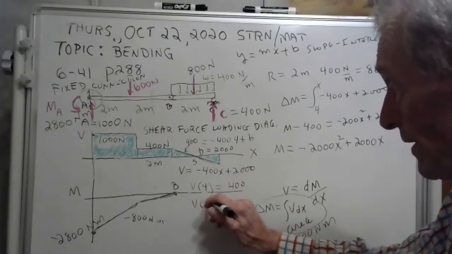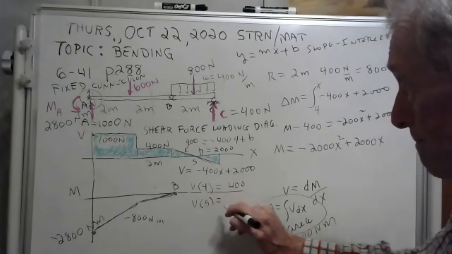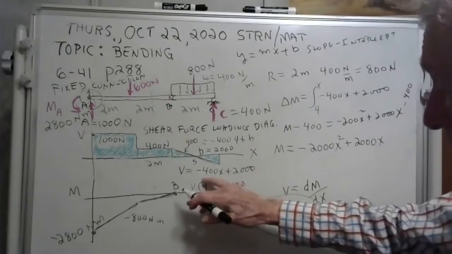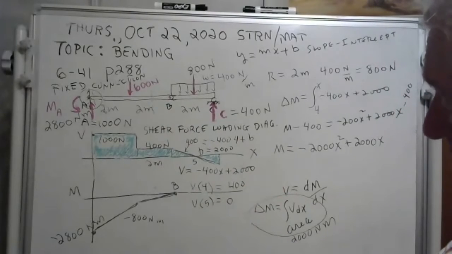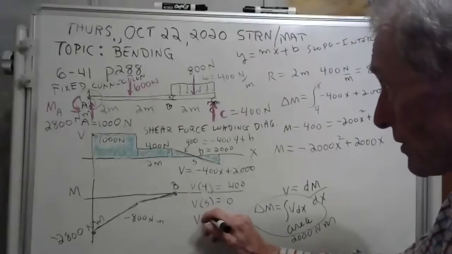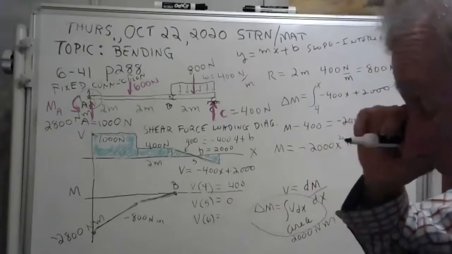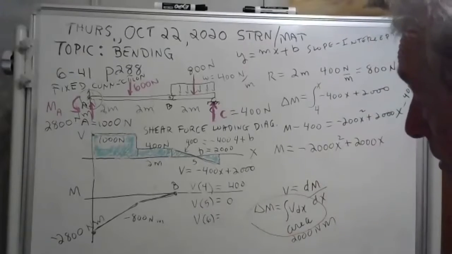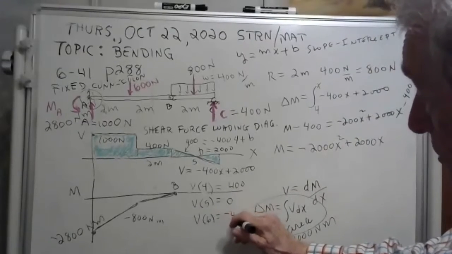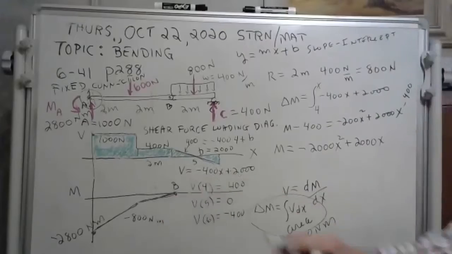When I plug in 5, I think I get 0 because 400 times 5 is 2000, negative plus, yeah, that works. And when I plug in 6, I get minus 400, and that's good. Yeah, this is a correct equation.